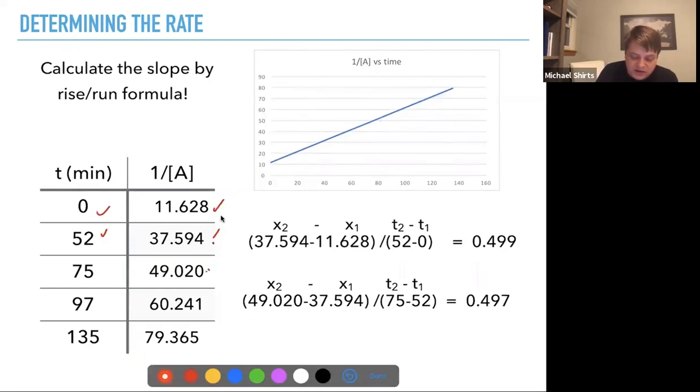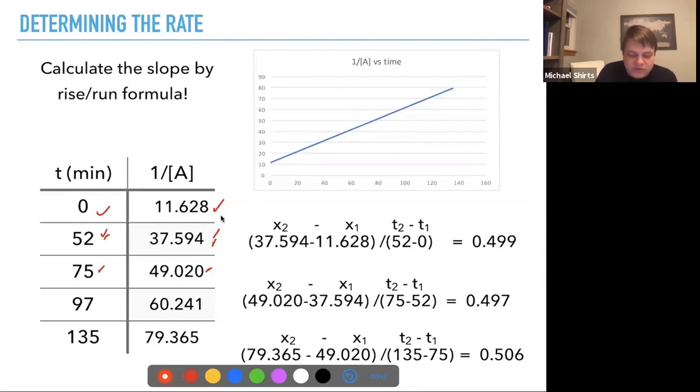Or we could look at these two times, the concentration, 1 over the concentration at this time and 1 over the concentration at this time, and these two time periods, we get that. So we've got several different things we can compare to. And what we see is the slope's about the same. So the slope is about 0.50.